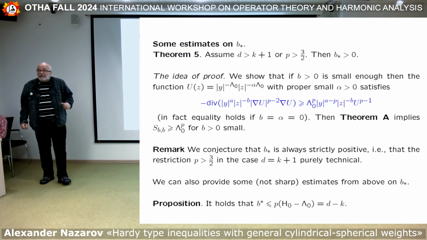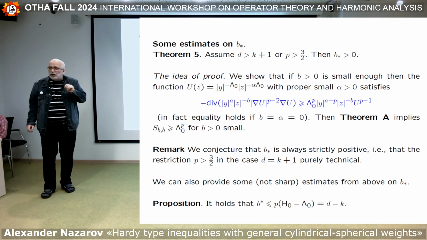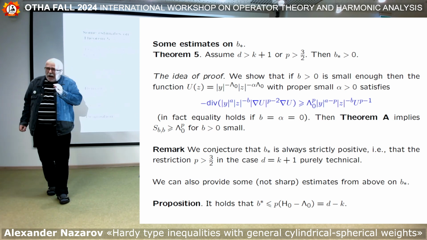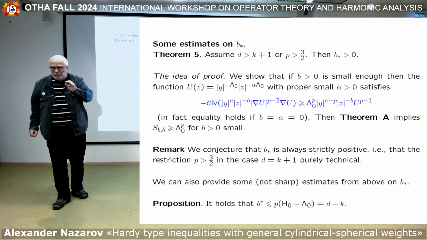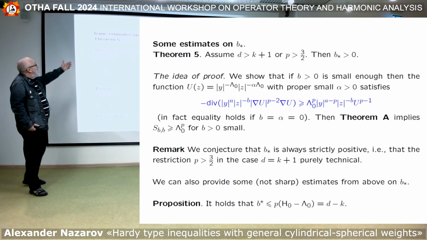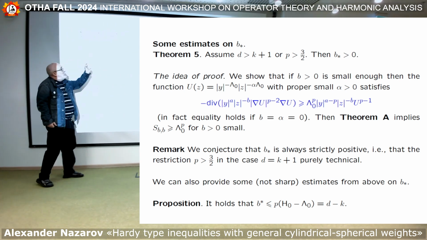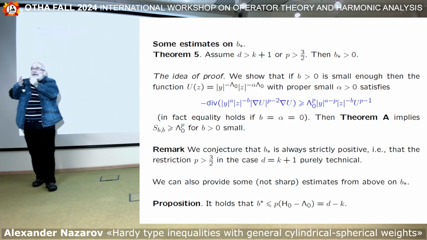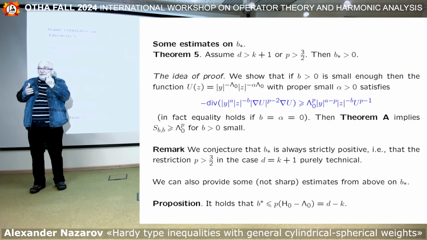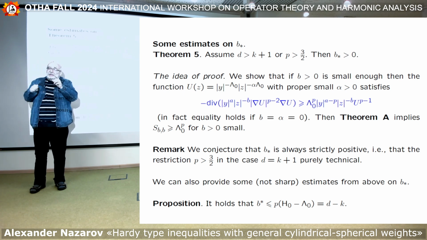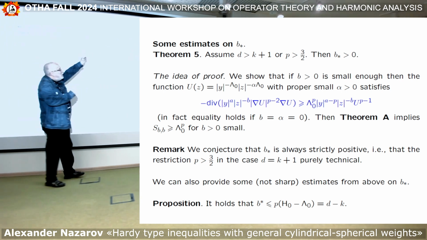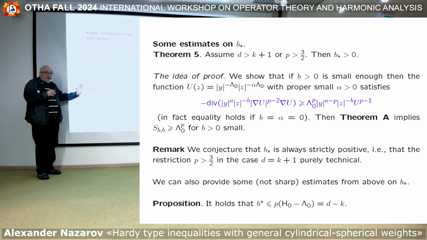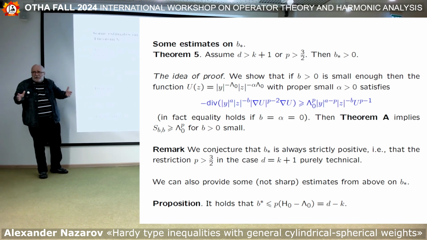Okay, the next question is about this strange quantity B star. In the main theorem, I said that B star is non-negative. In fact, it is almost positive. It is positive if D minus K is not 1, always. But if D minus K is 1, it is positive if P is greater than 3/2. It is very strange, and we conjecture that, in fact, it is always positive, but we cannot prove it.